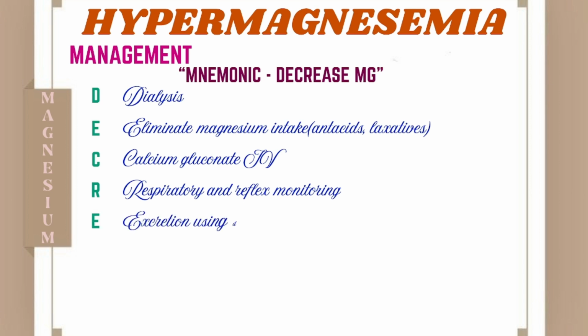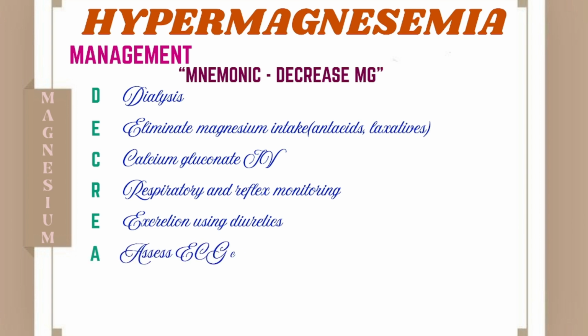E stands for excretion using diuretics. We can use loop diuretics with IV fluids to enhance renal magnesium excretion so that kidney function is adequate, and by giving diuretics more magnesium can be excreted from the body, and diuretics like loop diuretics can be given.